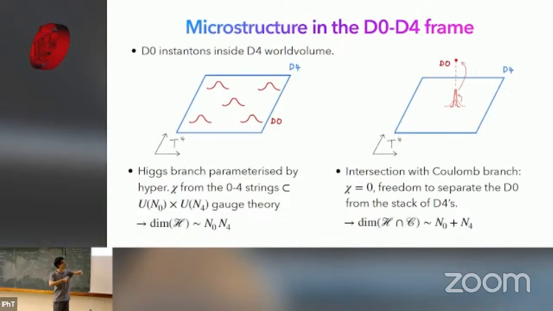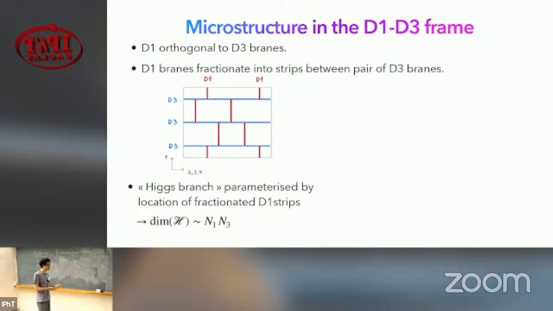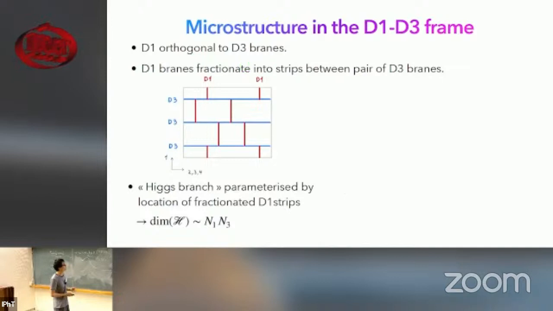In the D1, D3 frame, we consider D1 branes orthogonal to D3 branes. And what happens is that the D1 branes fractionate into strips between pairs of D3 branes. We still have some kind of Higgs branch. And the idea of the Higgs branch is that this time the D1 branes fractionate between the D3 branes, and the location of the fractionated D1 strips gives the information about the Higgs branch. So this time, because you have N1 times N3 strips, the dimension of the Higgs branch is N1 N3.